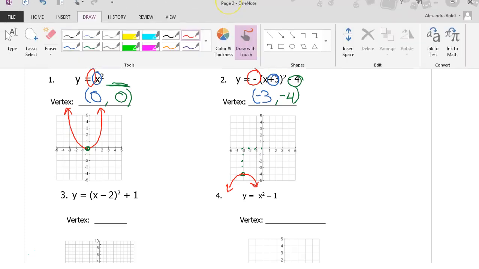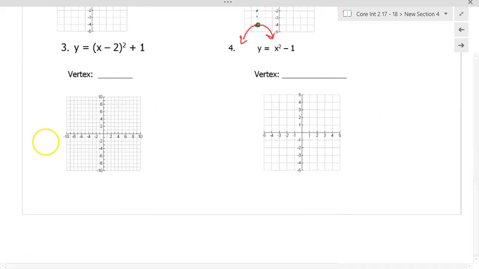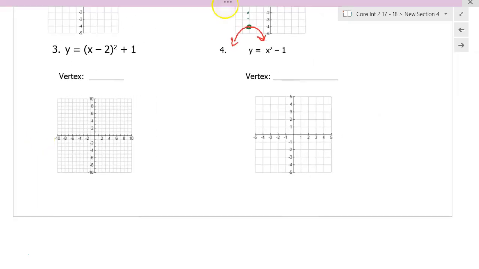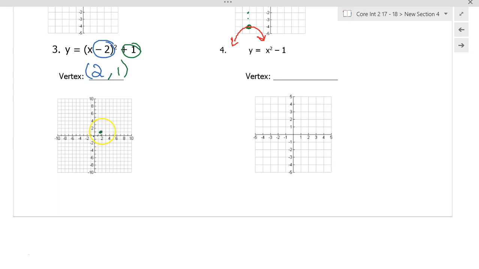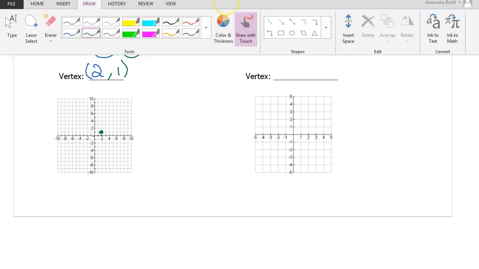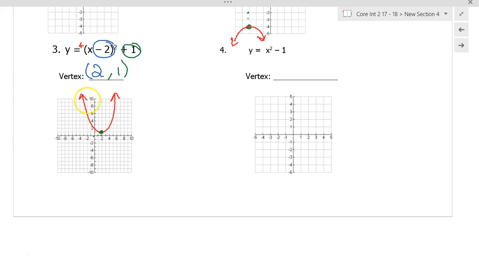Again, this vertex just represents where the middle of your smile or frown should be. Number 3: y equals (x minus 2) squared plus 1. For my vertex, change the sign, that's positive 2. Don't change the sign, positive 1. I'm going to go over 2, up 1. There's my vertex. Is this going to smile or frown? It's positive, so it's going to smile.